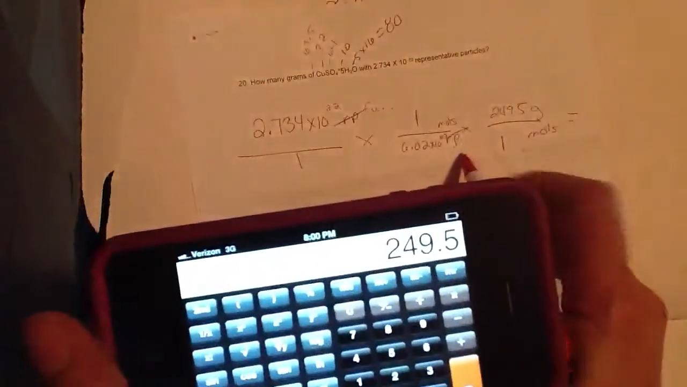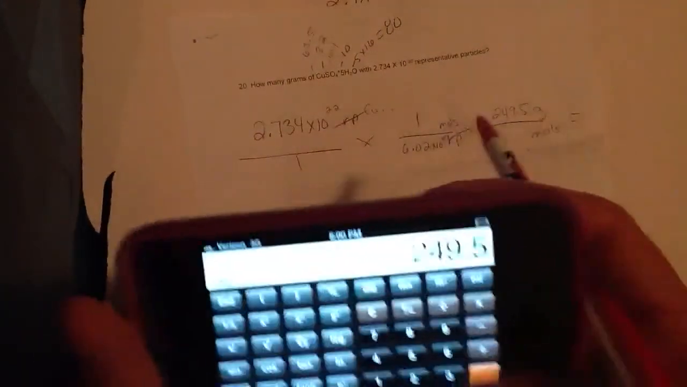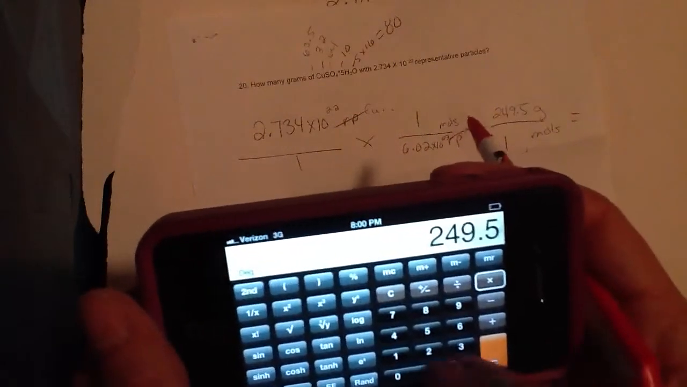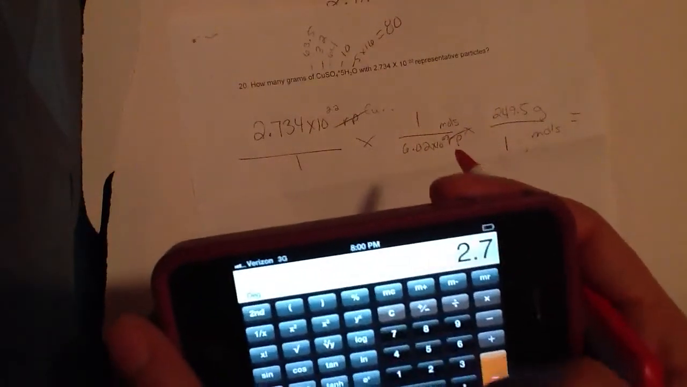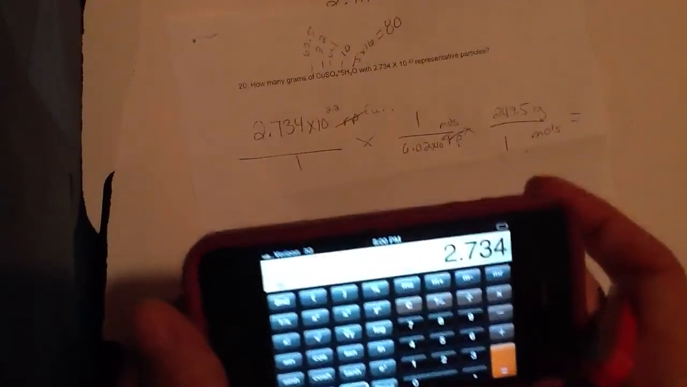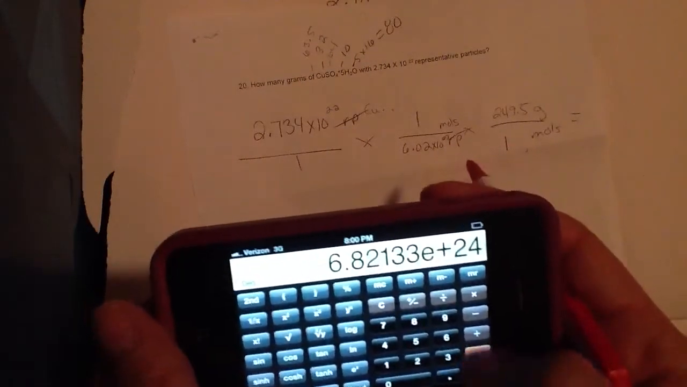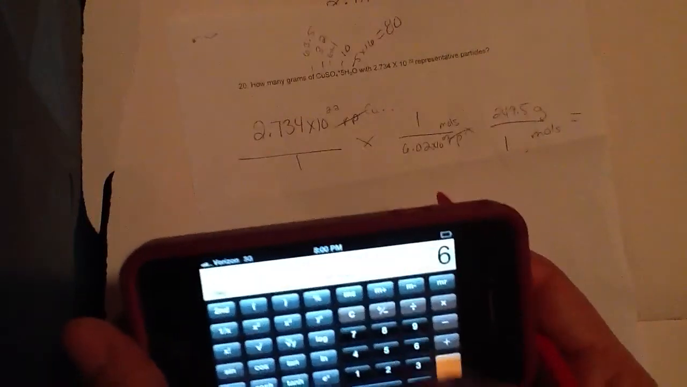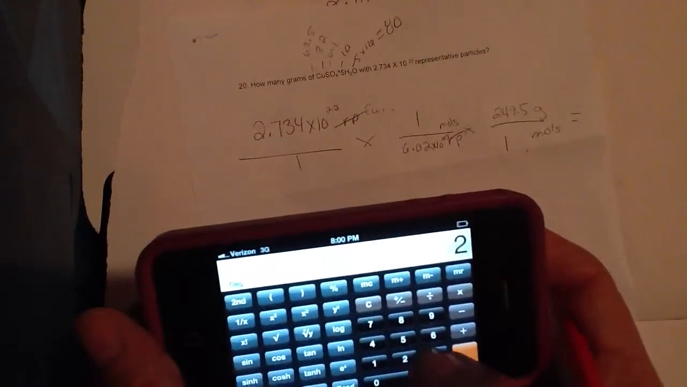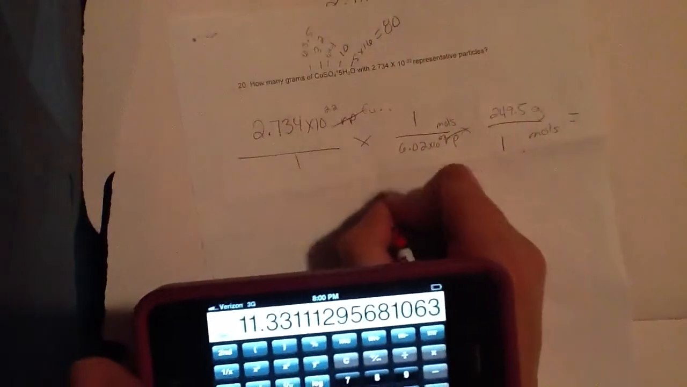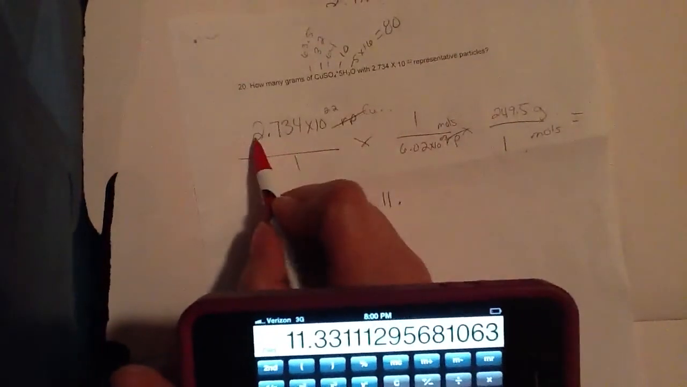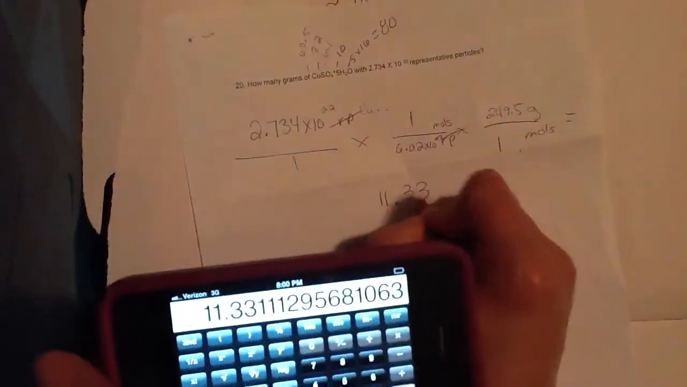Okay, so we're going to multiply everything on top. So we're going to take this multiplied by this. So I'm going to go 2.734 double E to the 22nd. Hit equals. I'm going to then divide by 6.02 double E 23 equals. I get 11.33, and so on. Let's count sig figs first. 1, 2, 3, 4. So let's go 11.33. Okay. Final label on that is grams of CuSO4 times 5 of the hydrates.